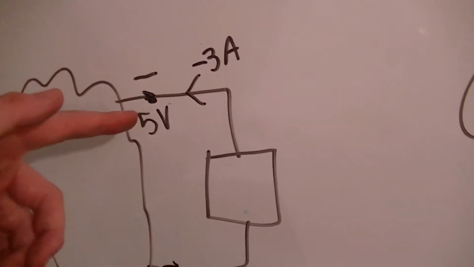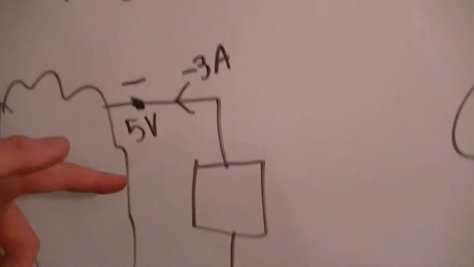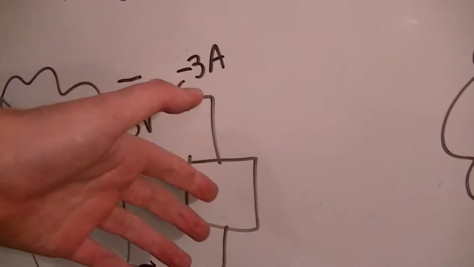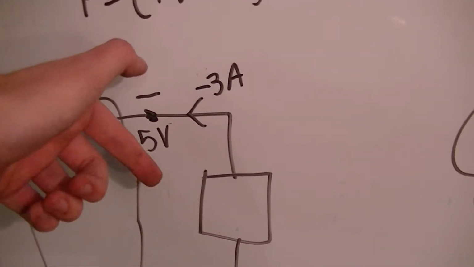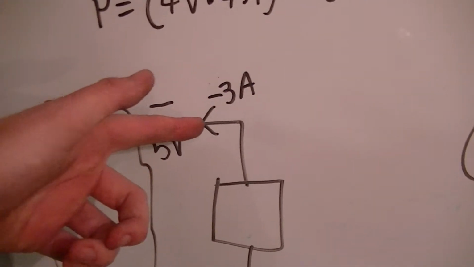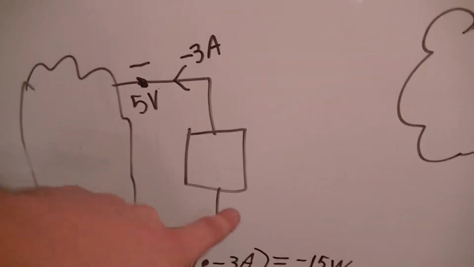Looking at it again, the current as it goes through the element goes from a relative positive to a relative negative, so again we can assume that the object is a load. Now, again, take the product of the potential and the current, negative 3 amperes, and it is negative 15 watts, so this is a source.